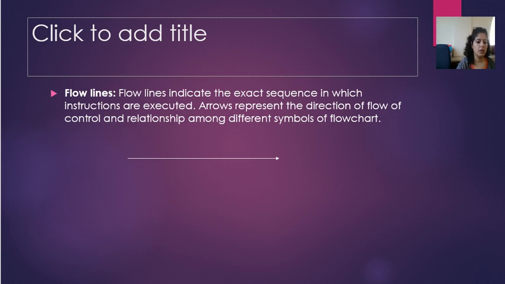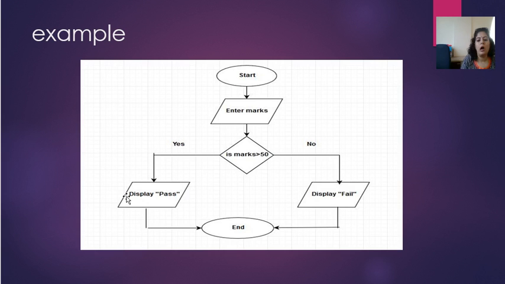Now I have taken one example of a flowchart, so I will show you how you have to make use of different symbols while designing a flowchart. I have taken a problem: we have to display the result of a student, and if the marks are greater than 50, then you have to display the result as pass, and if marks are less than 50, then you have to display the result as fail. So this is the problem. Now we have to design a flowchart according to the problem. So let's start with this.